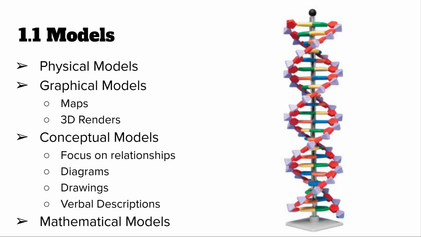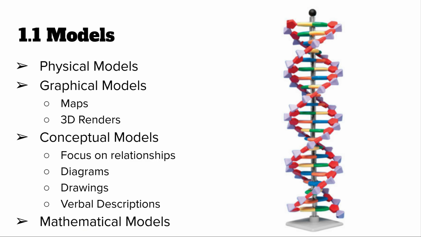There are a few different models that we're going to look at throughout the year. This is a model of DNA, right? It is a physical model. It would be one that we can see and touch and manipulate. A graphical model is going to be anything that's like a picture on screen. So what you're looking at right now, this image of a physical model, has become a graphical model.